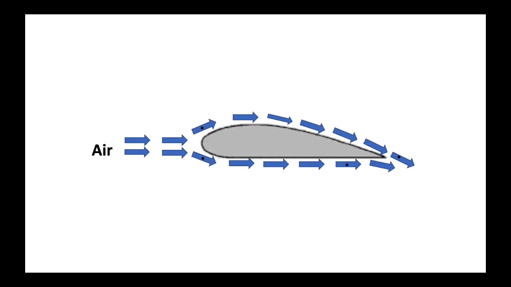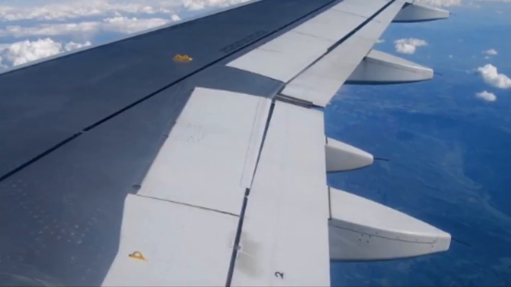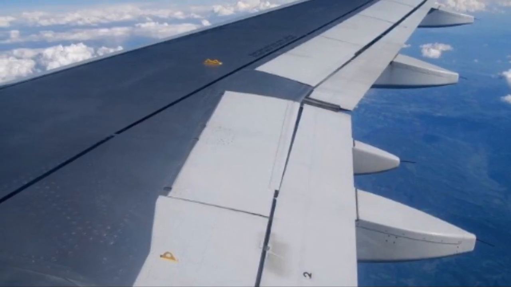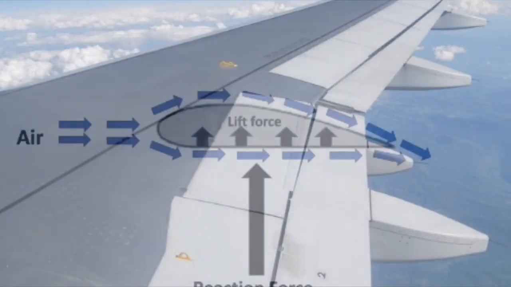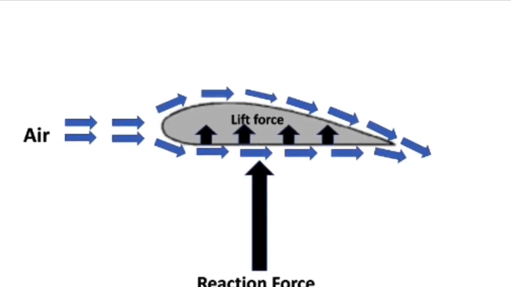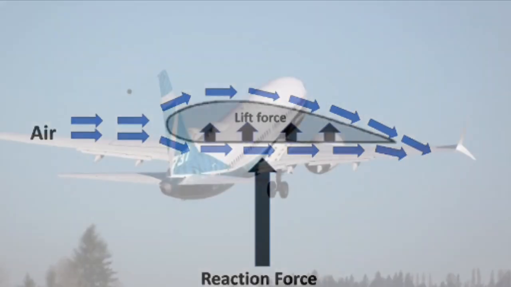But some parts of this theory are true, like the air traveling above the wing traveling faster than the air below the wing, and the pressure difference above and below the wing. A bit of lift is generated due to this, but the majority of the lift is created by the reaction force of the downward airflow.